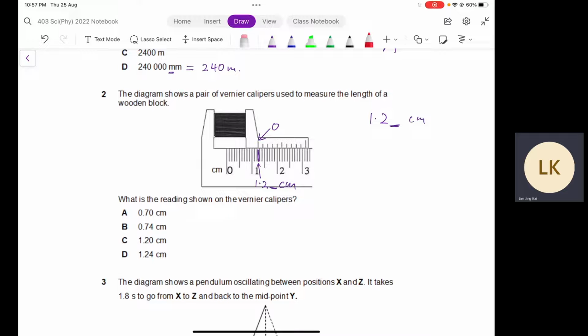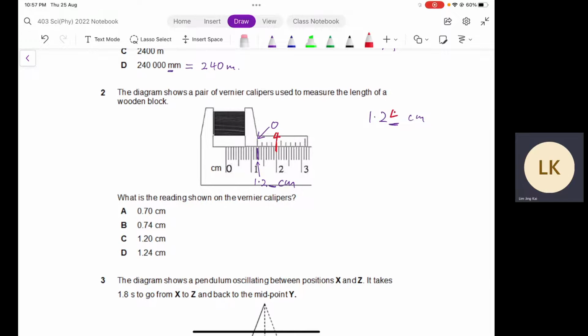If you look at the vernier and main scale, you find that this particular line joins exactly. When it joins exactly, we just need to check what the value is. In this case, the value is 4. So it will be 1.24 cm. And hence, the answer is D.